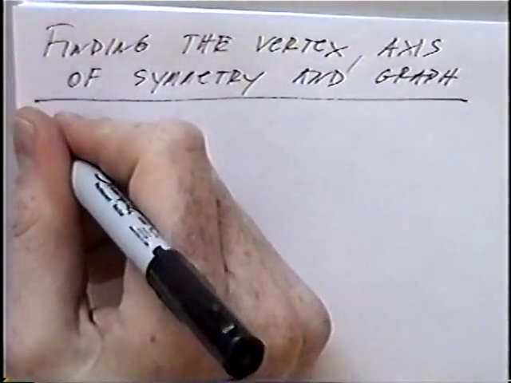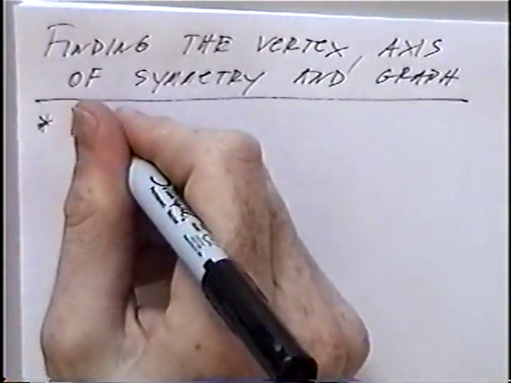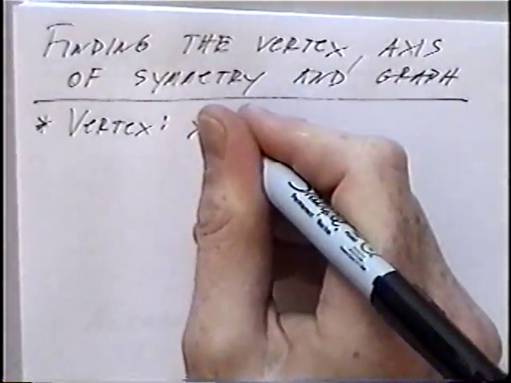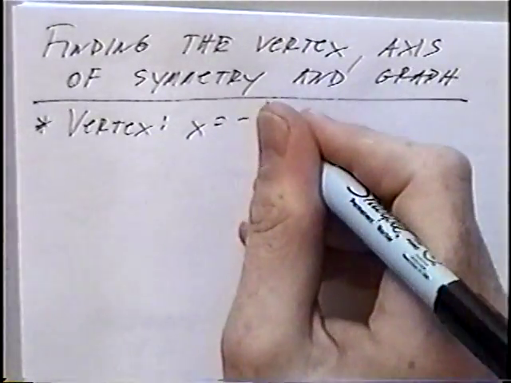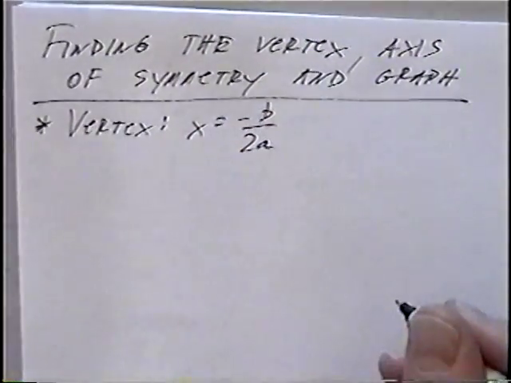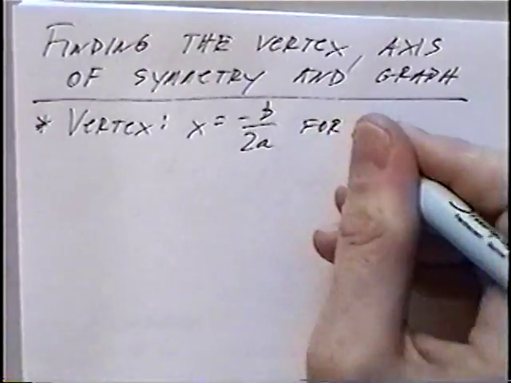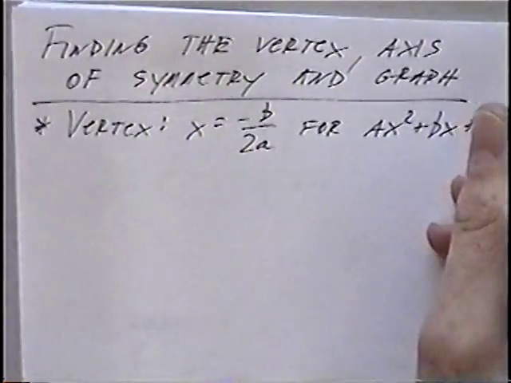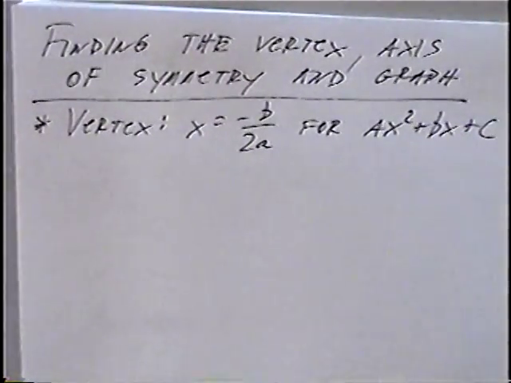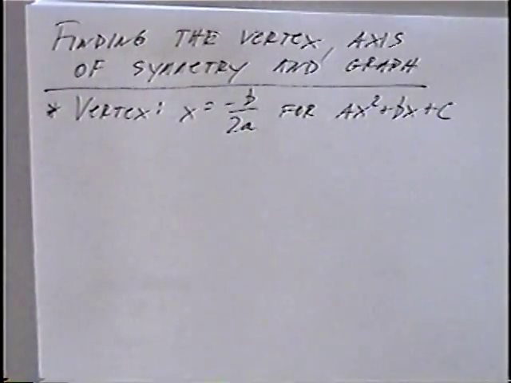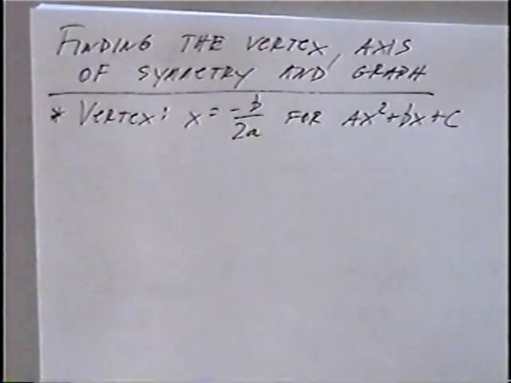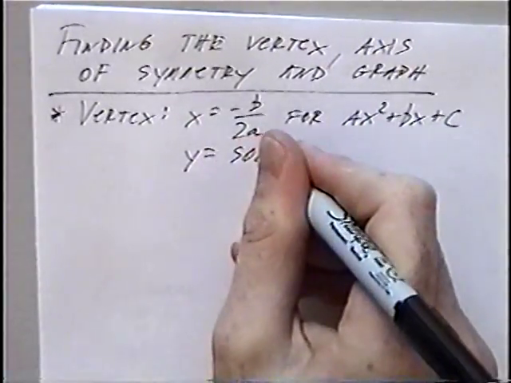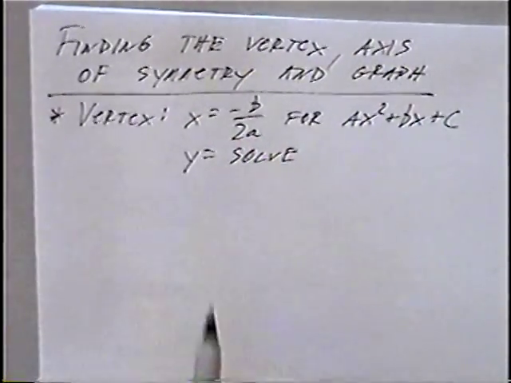A few formulas and definitions for this section. The vertex, again, is the point where the graph turns around. The equation for that, x equals negative b over 2a. And we'll use the equation ax squared plus bx plus c. So a would be the number in front of x squared, b is the number in front of x, and c is the last number. To find what y is, once we find x, we can plug it in and solve for y.